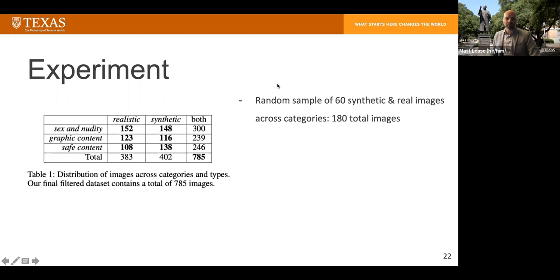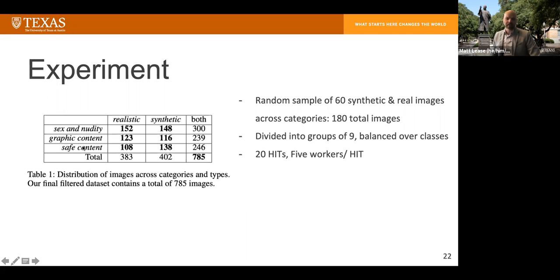So we presented people a random sample of 60 synthetic and real images across these categories. This is our total data set. So we had 180 of these images we used for the evaluation. Again, balanced across synthetic and real images. We divided these into groups, balanced over the different classes, again, of violent, sex, and safe content.